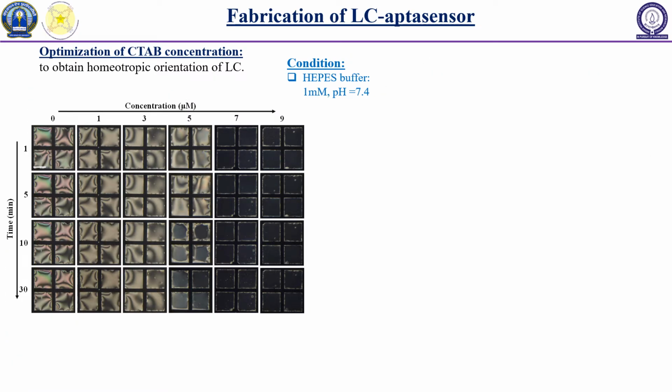Based on our proposed design, our first set of experiments was designed to optimize the concentration of CTAB to obtain the homeotropic orientation of the LC molecules. For this, we changed the concentration of the CTAB from 0 to 9 micromolar with respect to time, and we observed that we got the complete homeotropic orientation of the LC at 7 micromolar concentration. It means at this particular concentration, CTAB molecules get self-assembled at the LC aqueous interface. Therefore, for the further experiments, we use this 7 micromolar concentration of the CTAB.